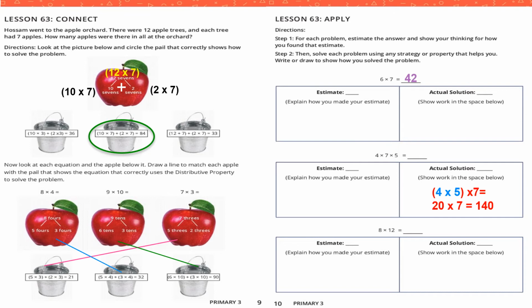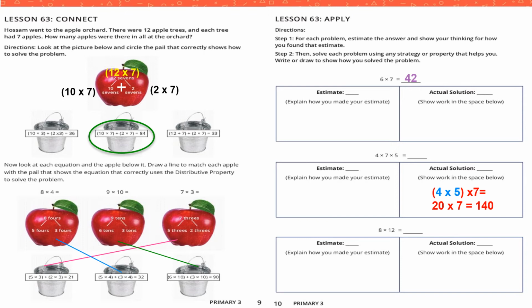4 times 5, 20. 20 times 7, I will take this 0 out here, and 2 times 7 equals 14. Yes. The last one, 8 times 12.